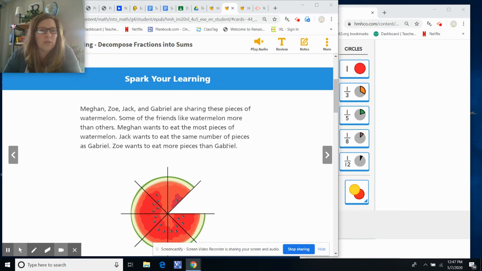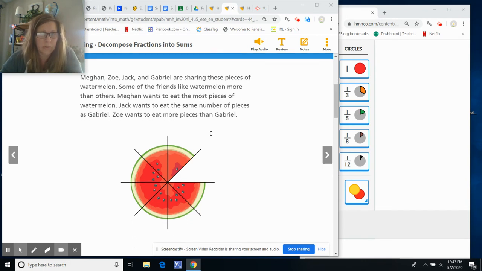It says Megan, Joe, Jack, and Gabriel are sharing these pieces of watermelon. Some of the friends like watermelon more than others. Megan wants to eat the most pieces of watermelon. Jack wants to eat the same number of pieces as Gabriel. And Zoe wants to eat more pieces than Gabriel. So let's think about what this situation is about. If you were saying how many pieces of watermelon 4 friends can eat, you would be correct. Let's go back in now and start thinking about this in a logical way.